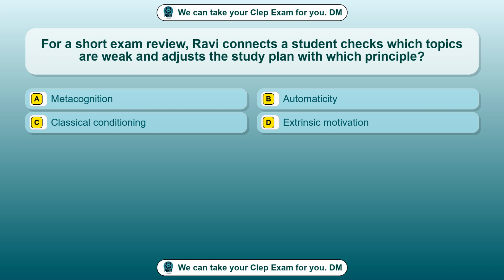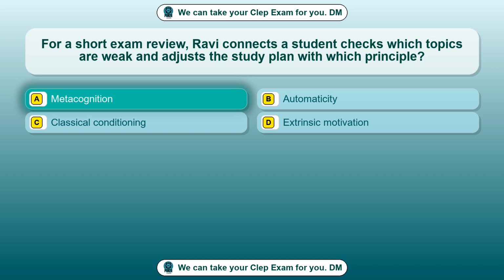Question 41. For a short exam review, Ravi connects a student, checks which topics are weak and adjusts the study plan with which principle? Option A, metacognition. Option B, automaticity. Option C, classical conditioning. Option D, extrinsic motivation. The correct answer is option A, metacognition.